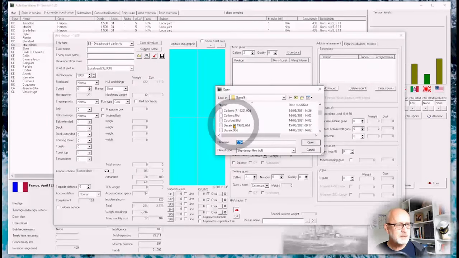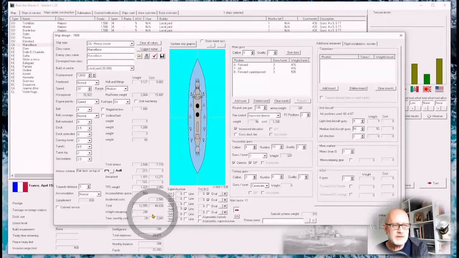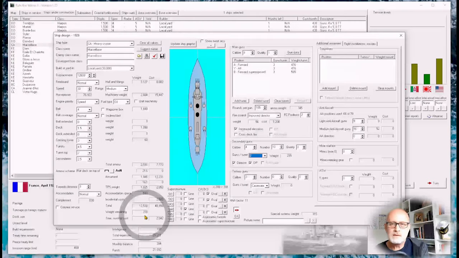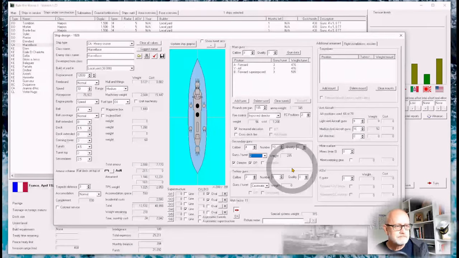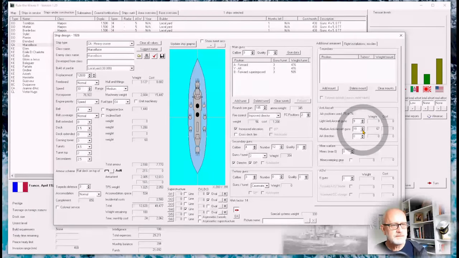Let's go and open up Marseillaise and see what we can do differently. So we've got 245 tons remaining straight away. We've got these single 4-inch turrets, so they could go into doubles, and that increases our weight remaining to 270. AA positions are much the same. So I'm going to increase the 4-inch guns to 12, increase the medium up as far as I can.